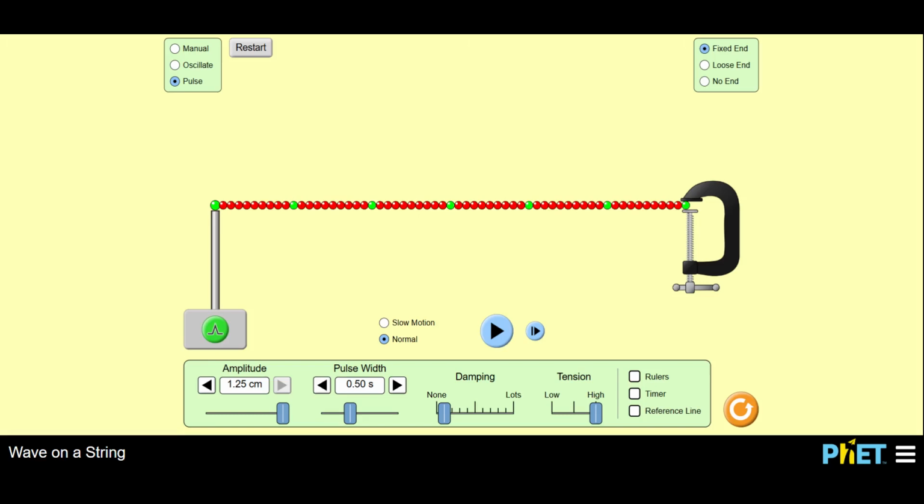Welcome to the principle of superposition of waves and the formation of stationary waves. So here we are in a simulation that can demonstrate waves on a string. We have an oscillating end and we have a fixed end. And we're going to send a pulse through this string and watch what happens when it gets to this fixed end over here on the right.